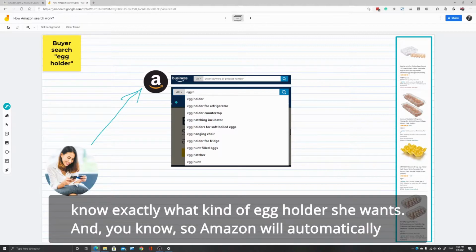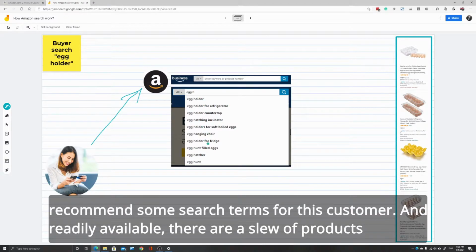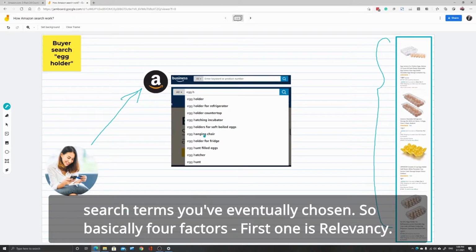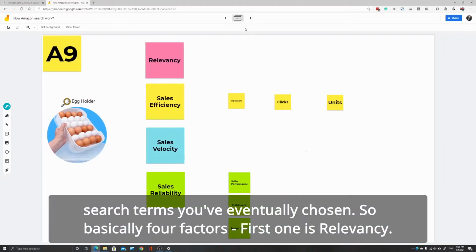She doesn't know exactly what kind of egg holder she wants, and so Amazon will automatically recommend some search terms for this customer. Readily available are a slew of products inside the Amazon catalog that are waiting to be ranked for this customer. So it depends on which search terms you eventually choose. So, basically, four factors.